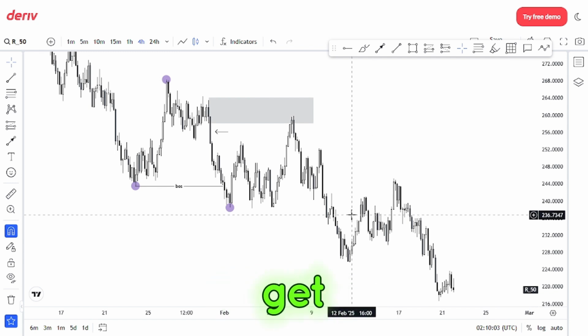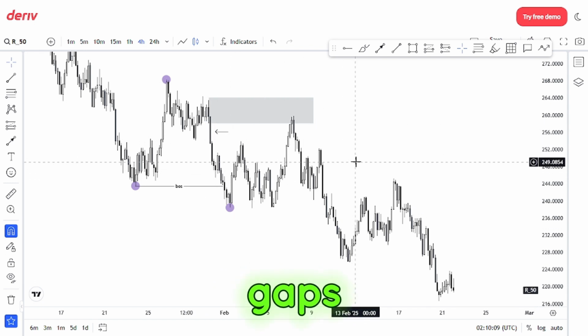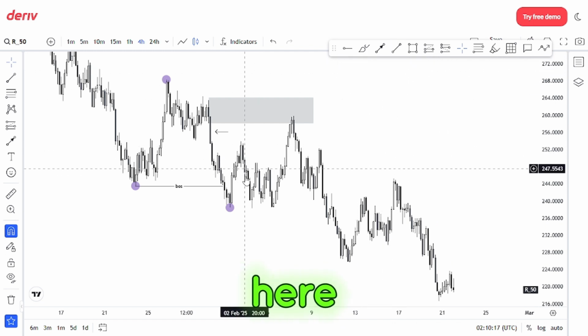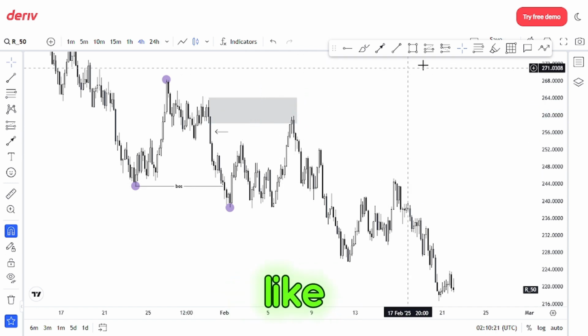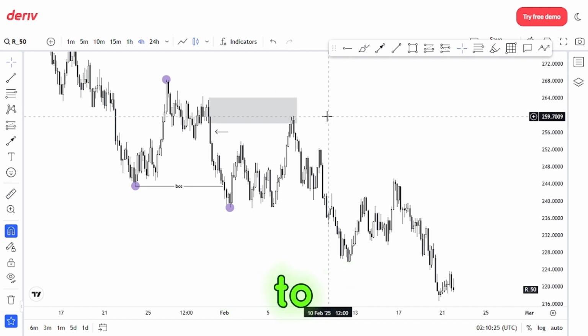And let's say maybe you get a structure whereby there is a lot of liquidity, there are a lot of fair value gaps or imbalances. Just know that that setup will work out very nicely, guys. That's an A plus setup right there. So as you can see here, we pushed up into an area of value. So now I am gonna show you on the lower time frame what you need to expect, what you need to do for you to take an entry.